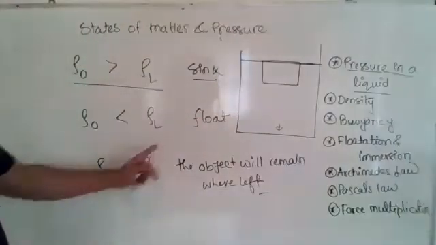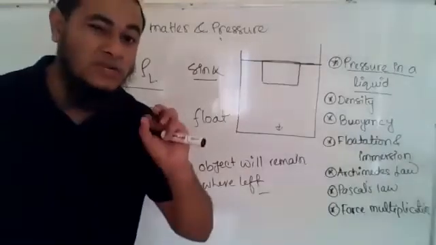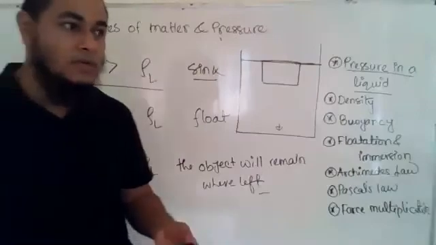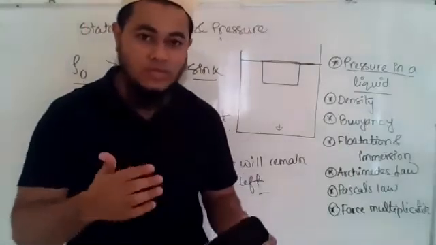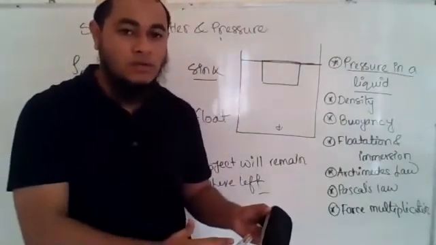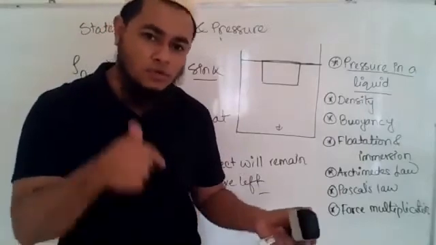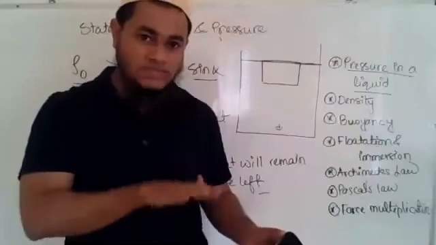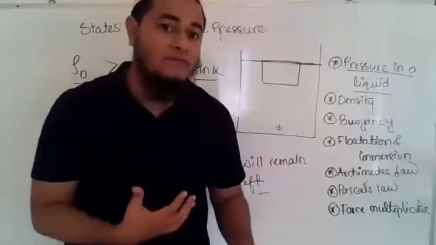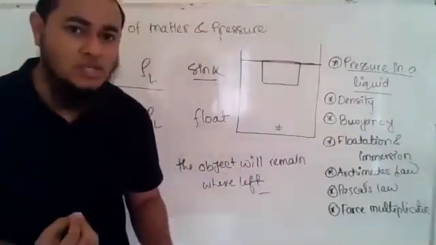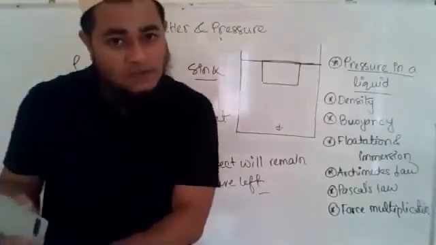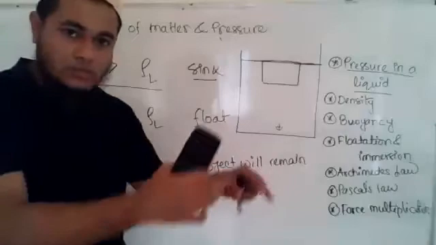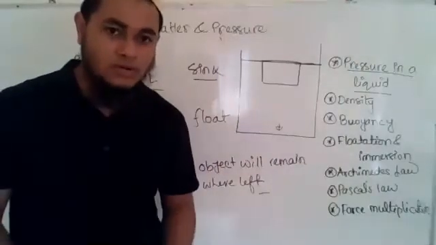Now this case is actually important for a submarine. Submarines are ships that travel underwater. So we do not want the ship to sink, and we do not want the ship to float. We want it to stay underwater. So we have to make the submarine in such a way that the density of the submarine equals the density of the liquid of the ocean, or we can say water, right?